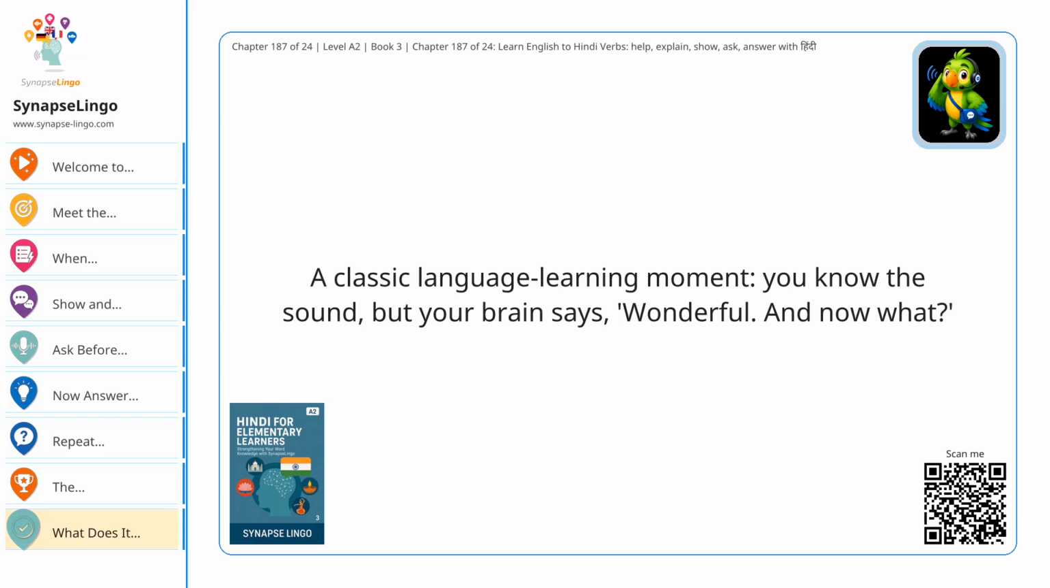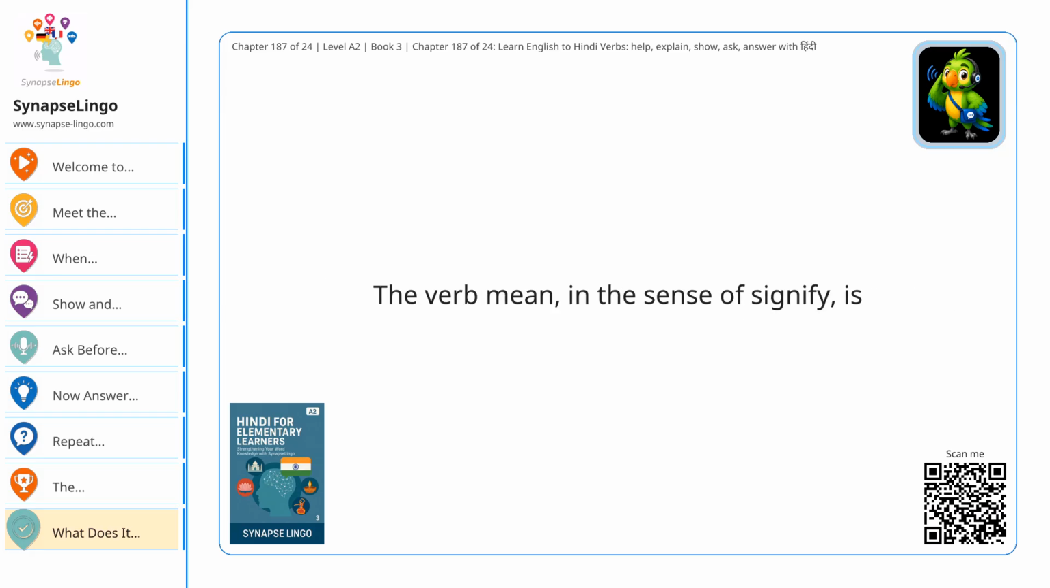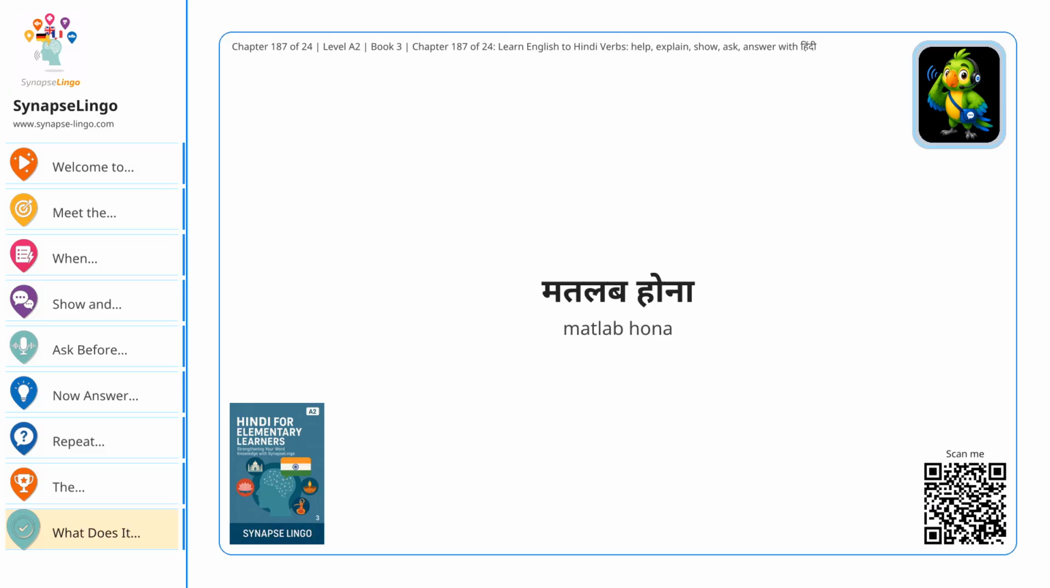What does it mean anyway? A classic language learning moment. You know the sound, but your brain says, wonderful. And now what? The verb mean, in the sense of signify, is मतलब होना. You will also often hear the short word मतलब for meaning. Say it. मतलब होना.